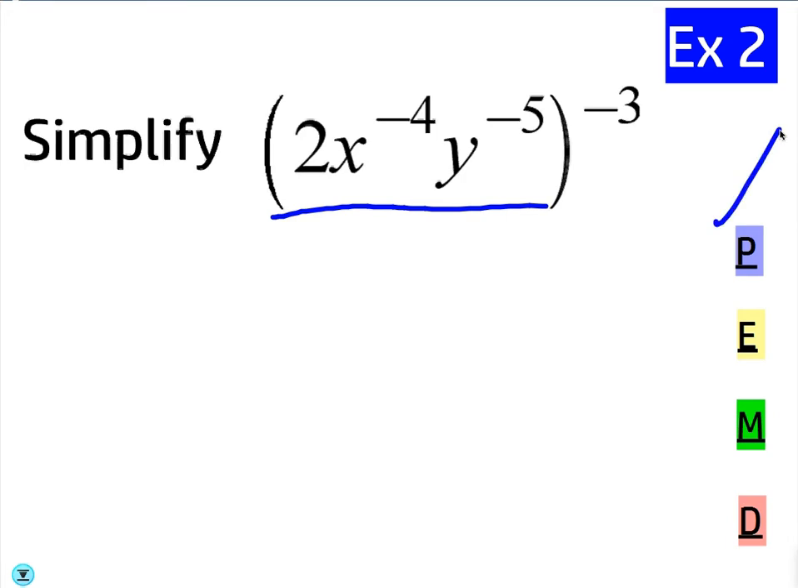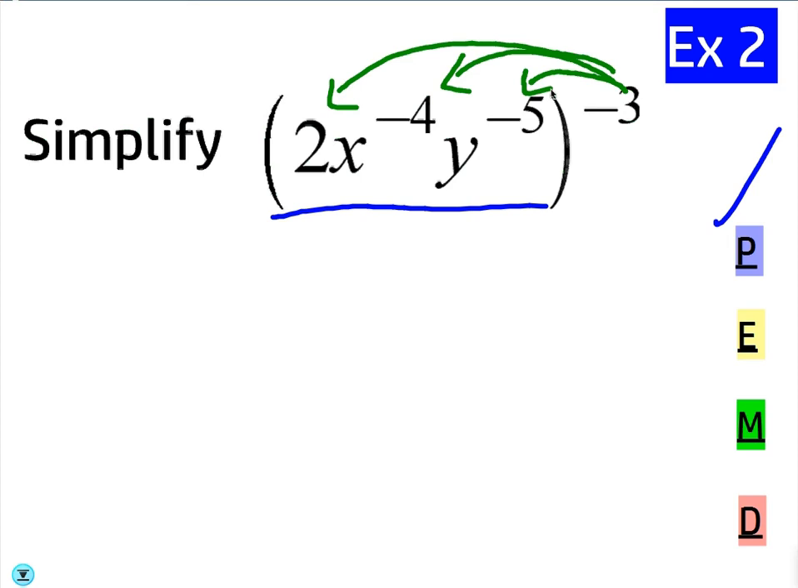So nothing to do within the parentheses, but here you're going to see why it's easier to distribute, because when I distribute this -3 to the x to the -4, y to the -5, they're both going to become positive. So I won't need to flip it. So if I did it the other way, I'd end up flipping it twice. I'd be doing more work than I need to.